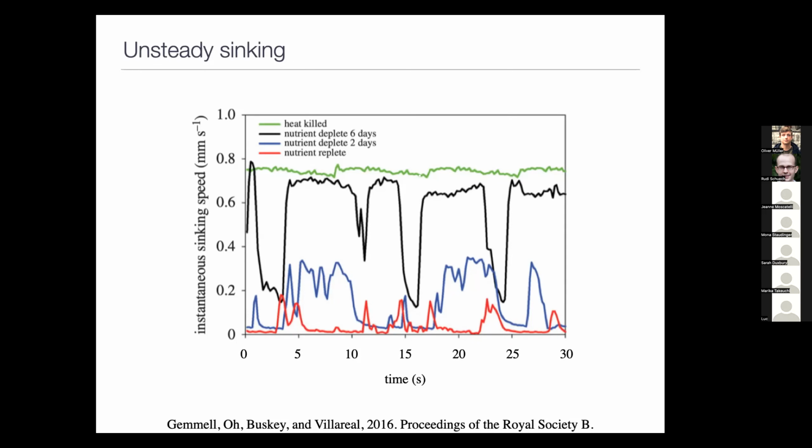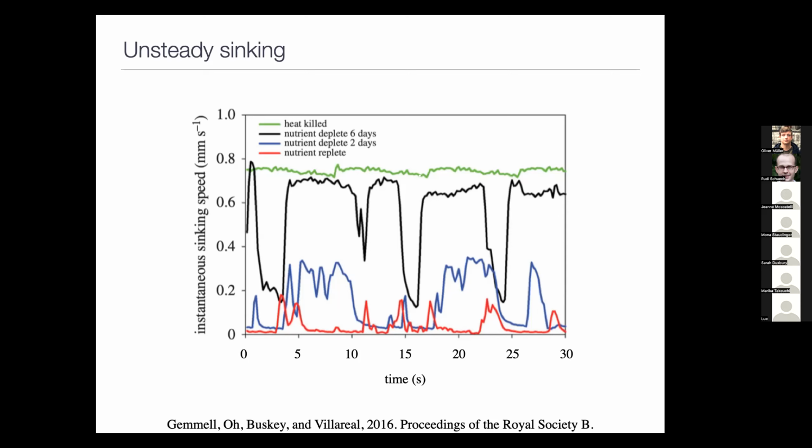And so this was first documented in a paper by Gemmell et al. in 2016. What we're looking at here are sinking speed plots for individual cells. In black is a cell that was depleted of nutrients for 6 days, so this has the strongest unsteady sinking behavior. And again, we see these periods of fast and slow sinking and a sort of oscillation between the two.